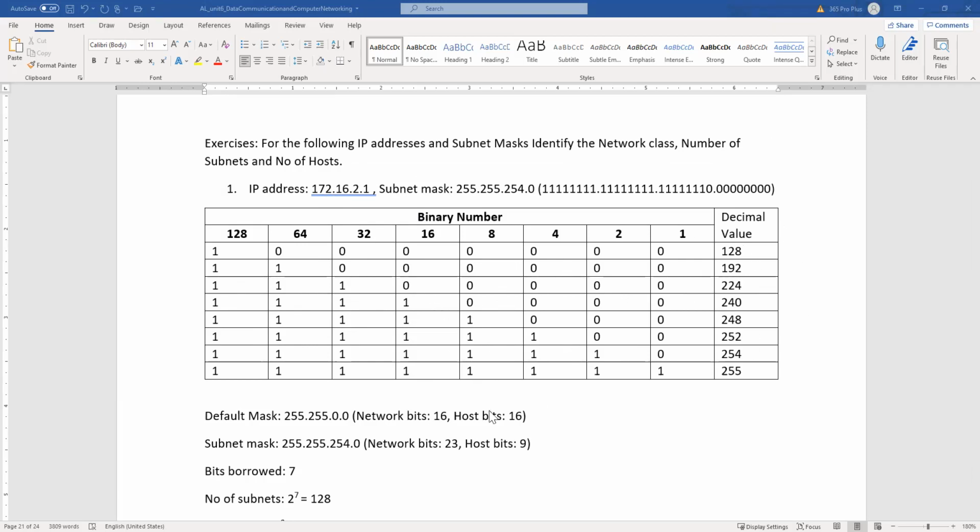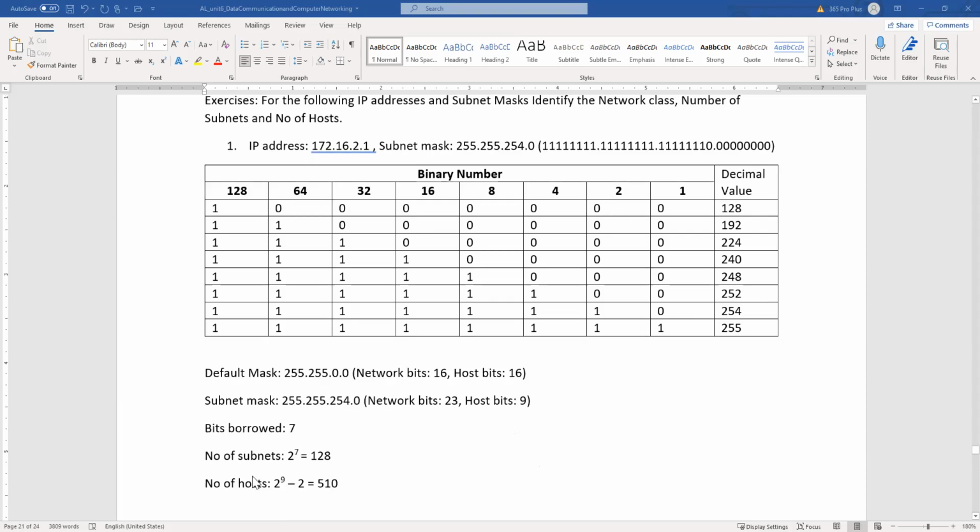Now, I put up a table to simplify the binary numbers and their decimal representations. We know that this is class B, right? The default mask for class B is 255.255.0.0. That means you have 16 network bits and 16 host bits. And the subnet mask for the given one is 255.255.254.0, which means we have network bits of 23 and host bits of 9. So the bits borrowed is 7.